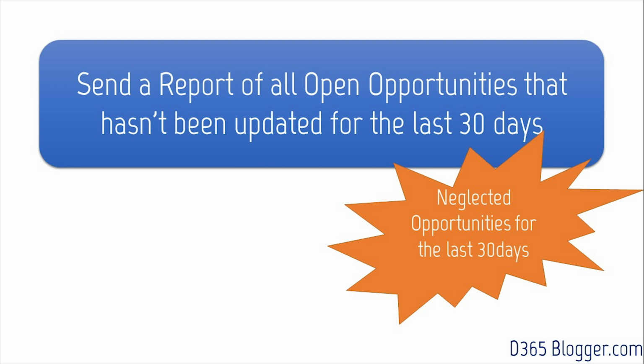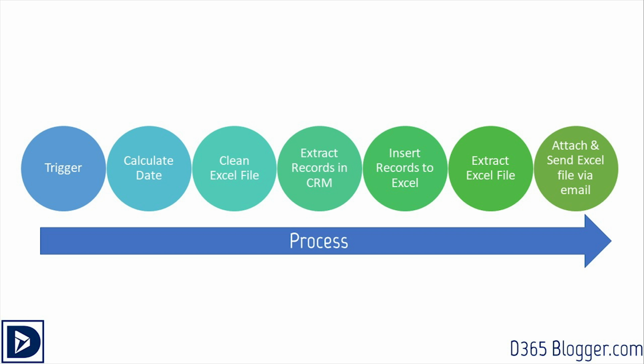The scenario for this solution is, as a customer, I want a report of all the open opportunities that haven't been updated for the last 30 days. So here's the process that I have built my Microsoft Flow on. The first step is the trigger. The trigger decides the frequency at which the Microsoft Flow gets executed. This can be daily, weekly, monthly, or however you want it to be. Then the next step is to calculate the date. In my example, I'm looking at all the neglected opportunities for the last 30 days, so I need to calculate and get the date 30 days back.